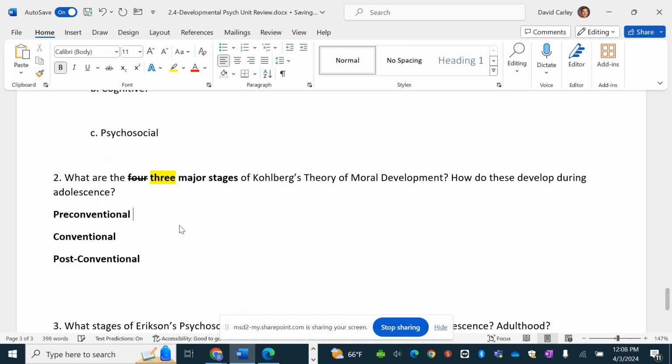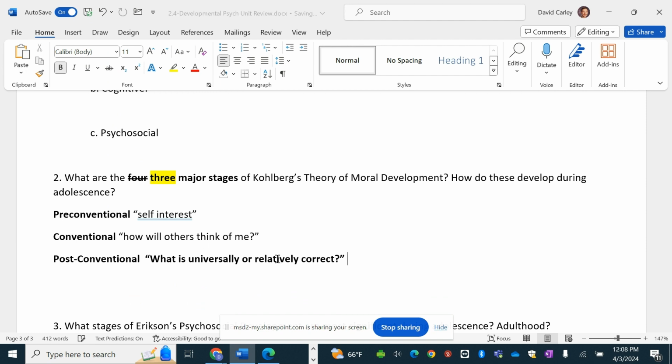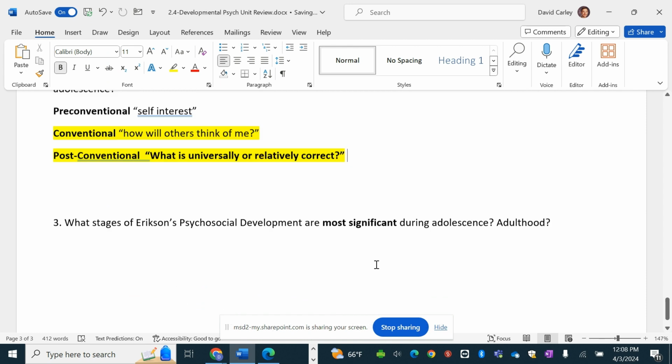Okay, so this is early on in your life. This is me first, self-interest, me first: what's going to lead to the best outcomes for me. This is still about you, but it's like, how will others think of me? And what's right morally by society. And this is what is universally or relatively correct, where you start thinking more abstractly about universal human rights and societies and context and roles and things like that. So as you get into adolescence, you start developing from your conventional into your post-conventional stage. So you get to adulthood.